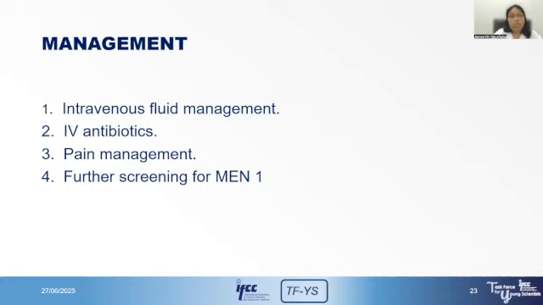So he was given ICU care and vigorous intravenous fluid management, IV antibiotic coverage had been given and pain management was done. And further, he was planned to screen for MEN syndrome. And following the discharge, he was referred for JJ stenting for his nephrocalcinosis.